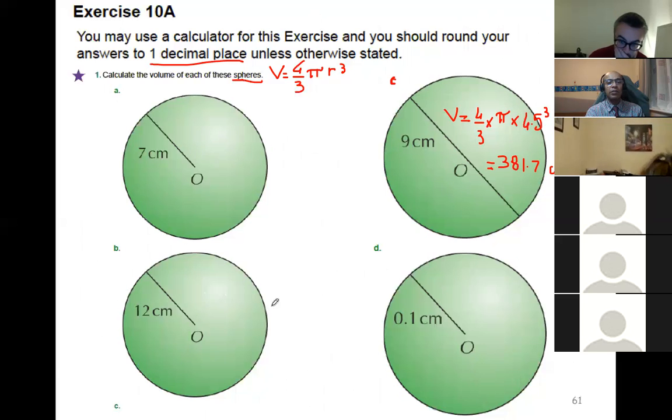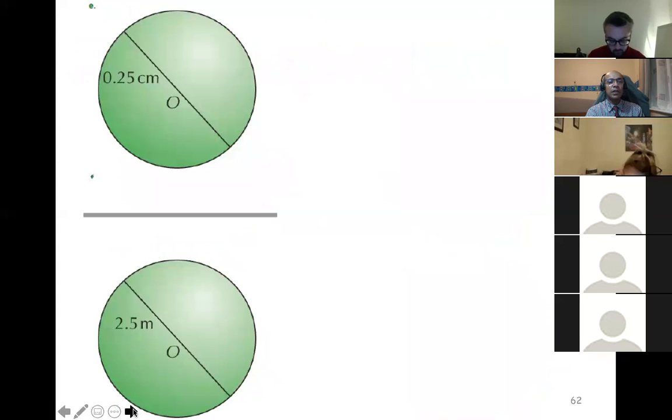So again, the rest you just plug in. It's a bit of substituting r with 7, with 12, with 0.1. In this case, we've got a 0.25. Again, this is not the radius, so you need to watch. And the last one in our list was a 2.5 meter. So you've got quite a few to practice with.